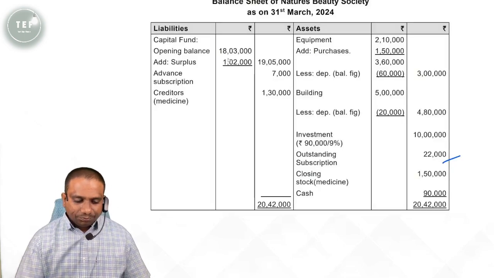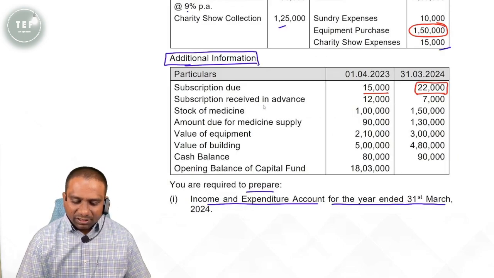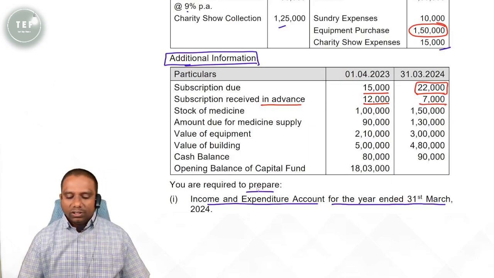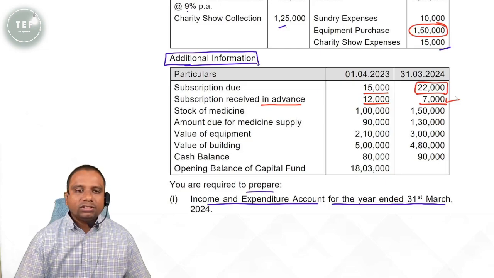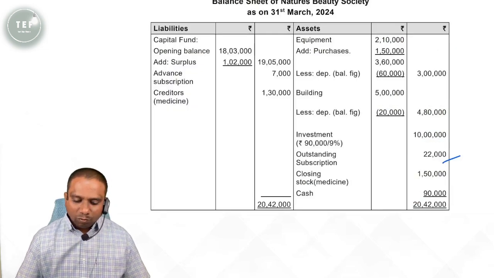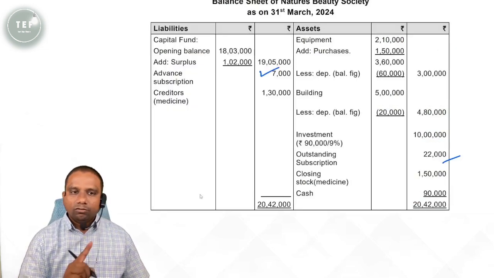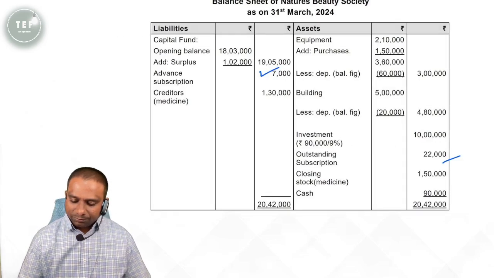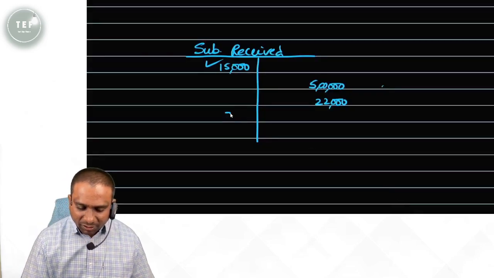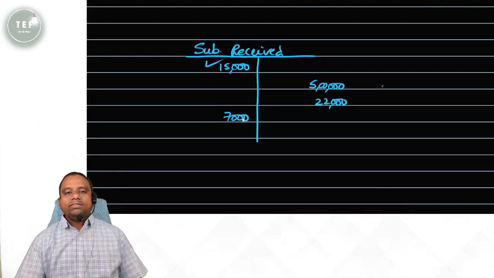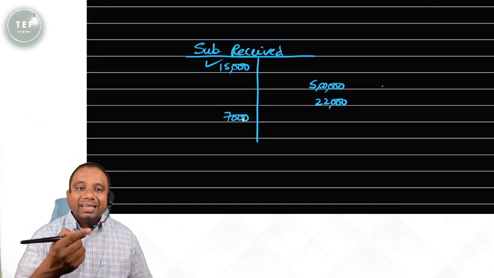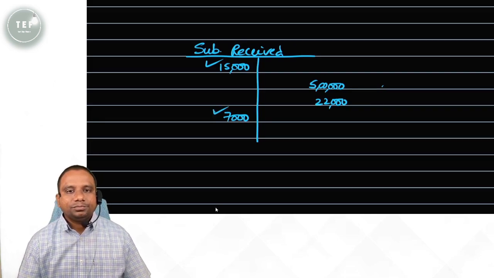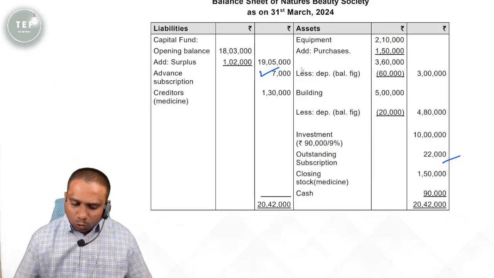Next one. Subscription received in advance, opening 12,000, closing 7,000. Do one thing. 7,000 rupees, first show it on the liability side of the balance sheet. Next one. The same 7,000 rupees again we show on the credit side of the subscription received account. What is the entry we record for this? Subscription account debit to subscription received in advance account, 7,000. Simple. Next one.